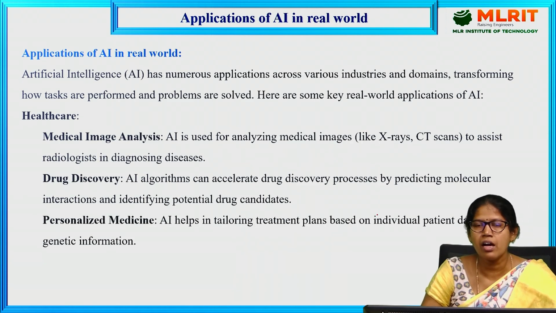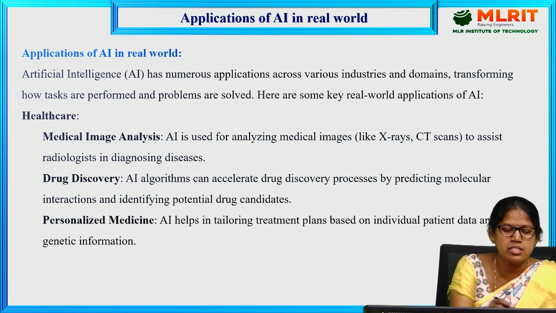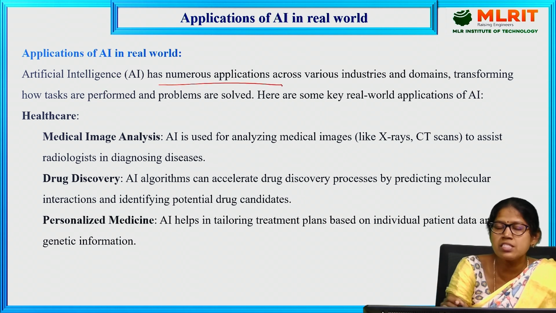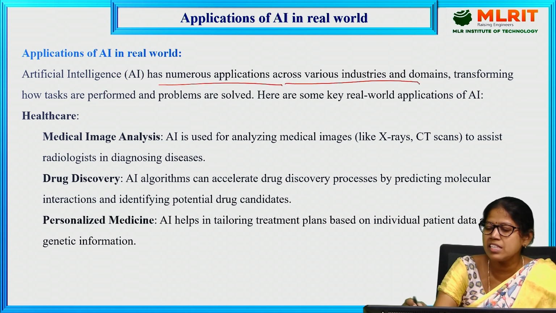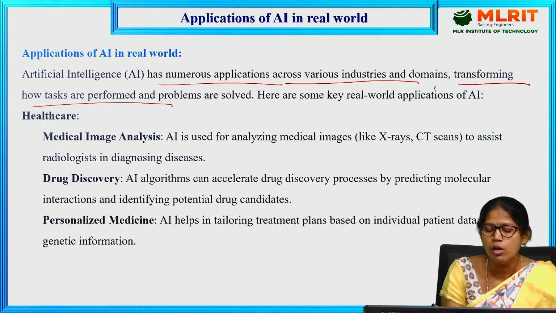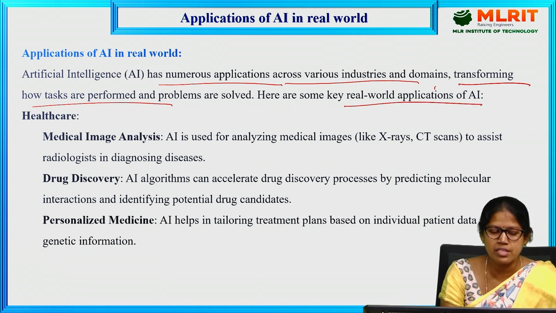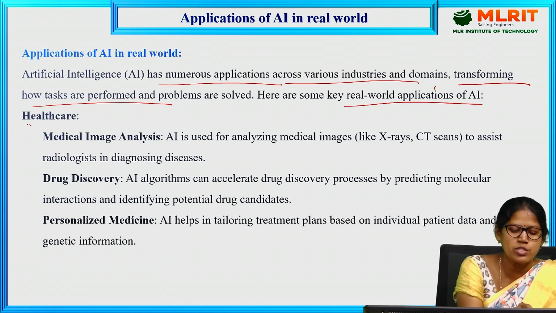So AI is a multidisciplinary domain or field, so it has various applications. Artificial intelligence has numerous applications across various industries and domains, transforming how tasks are performed and problems are solved using AI. Some of the key real world applications we will discuss in this section. First one, healthcare.